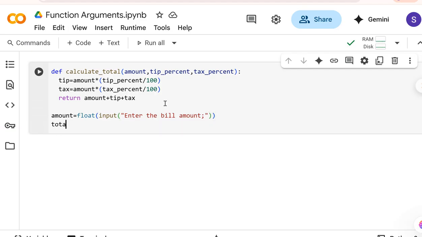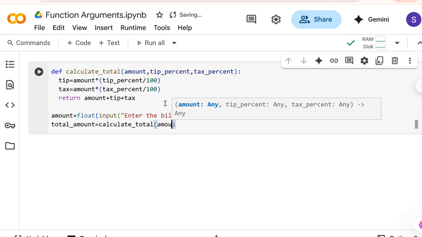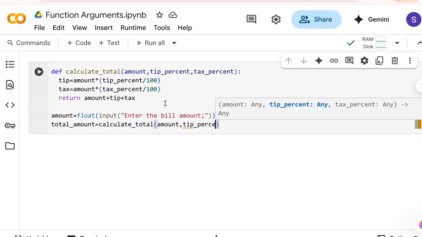After entering the amount, it should calculate the total amount. Total amount is equal to calculate, I'm calling the function, it will use amount, and then I'm mentioning how much the tip percent and tax percent should be. So tip percent I'm giving 10 and tax percent I'm giving 5.